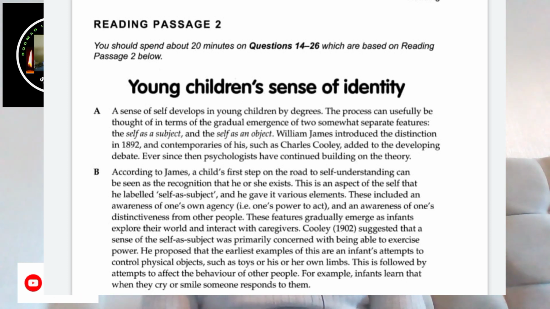Now give an example. When a child cries, he's trying to control other people to attend to him or her. That is what the child is trying to do. So Cooley is basically trying to explain the characteristics of self as a subject, exercising power over things or over people.